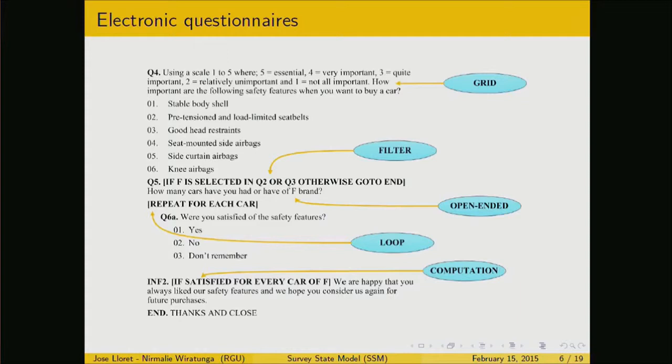Another feature is the grid, which allows you to ask the respondent more than one question simultaneously. Filter is another feature for modulating the flow of the questionnaires. Open-ended questions are to collect verbatim responses and are very used for qualitative data. And loop itself is very important because you don't need to repeat a question or more than one question several times.